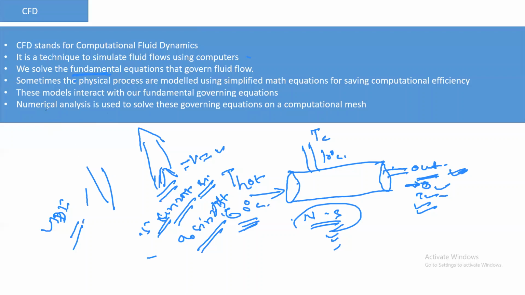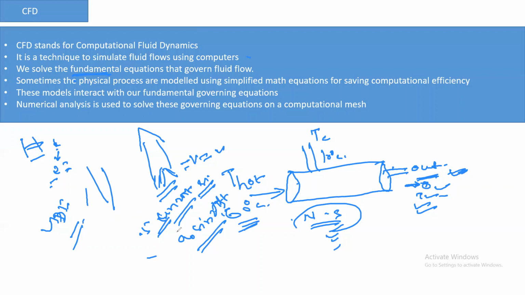Let us consider an IC engine. Inside the IC engine, combustion is happening. Within a fraction of a second, many particulates are forming and again doing reactions. If you want to model it, you can make it simplified. Through CFD it is possible. If you are doing an experiment, it is not possible. These models interact with our fundamental governing equation.